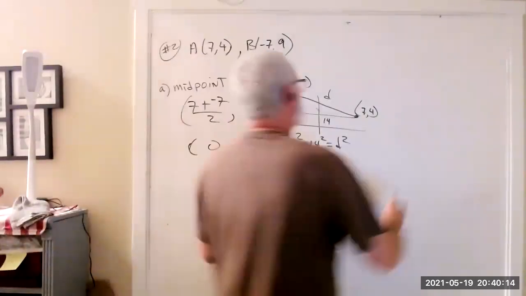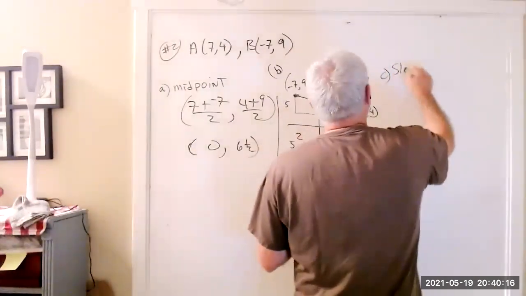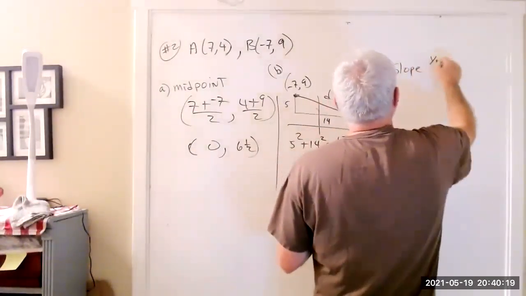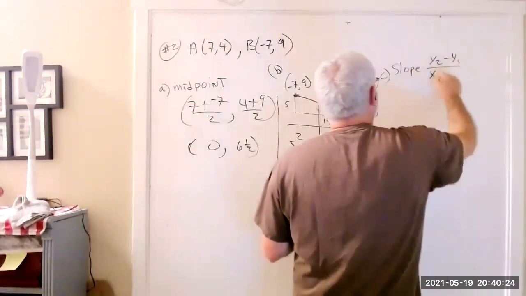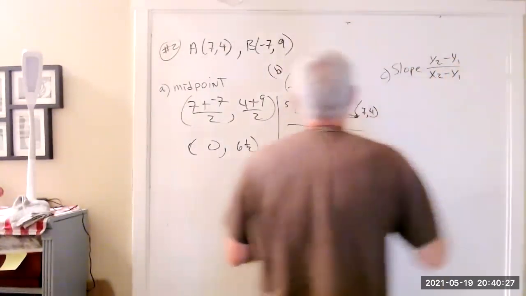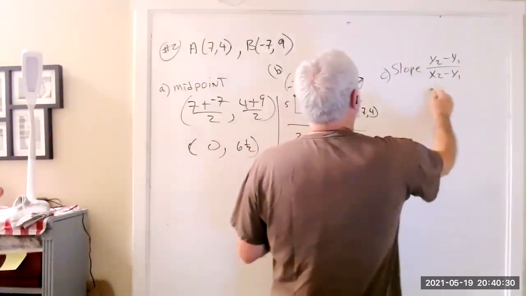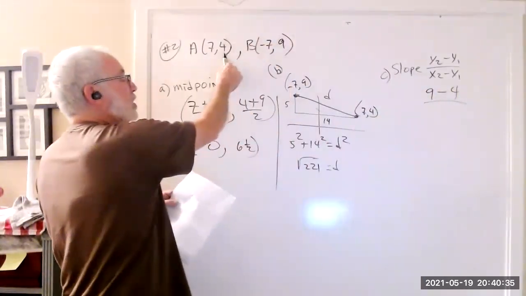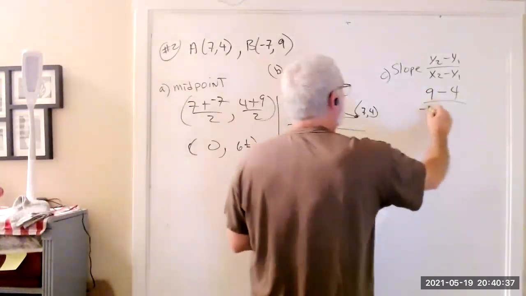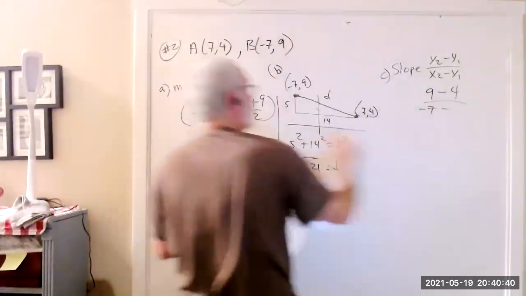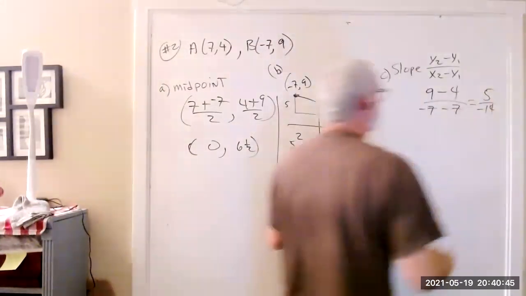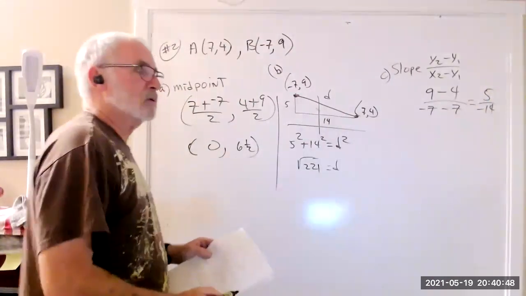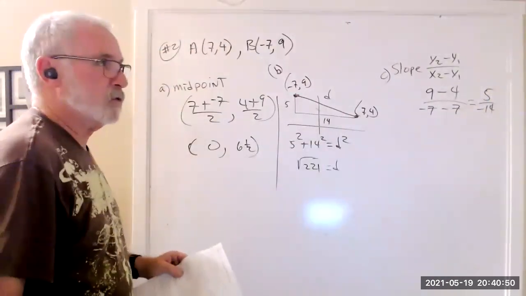Slope of the segment. Remember, that's y sub 2 minus y sub 1 over x sub 2 minus x sub 1. So this would be 9 minus 4, that would be y sub 2 minus y sub 1, over negative 7 minus 7 for x sub 2 minus x sub 1. So that turns out to be 5 over negative 14. That's the slope. And that's back from chapter 2, I think.